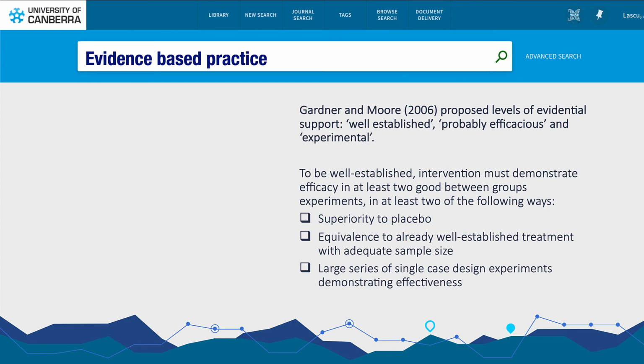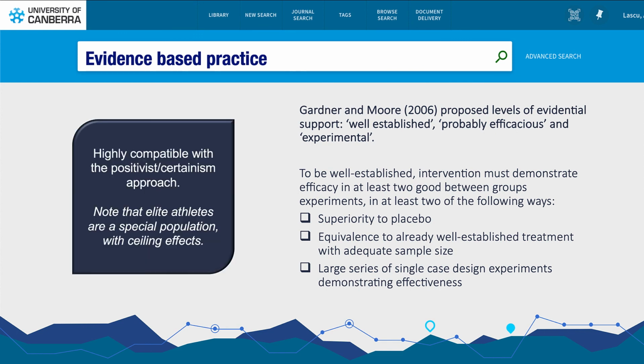Gardner and Moore proposed levels of evidential support. They were well established, probably efficacious, and experimental. So to be well established, the intervention must demonstrate efficacy in at least 2 good between groups experiments, and in at least 2 of the following ways. Either superiority to a placebo, so the control group is actually getting something, it's not just they didn't get the intervention. It could be equivalence to an already well-established treatment with an adequate sample size, or a large series of single case design experiments demonstrating effectiveness.